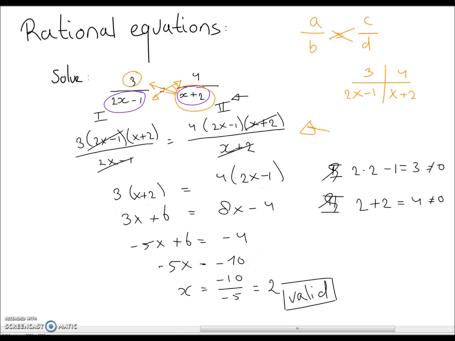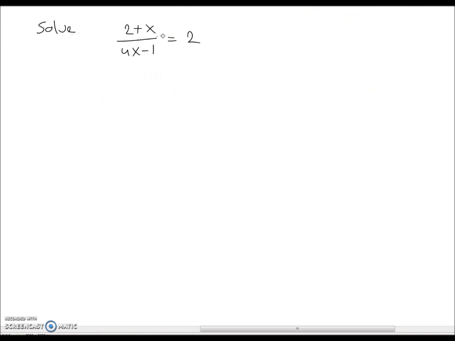Let's look at another example. Solve (2 plus x) divided by (4x minus 1) is equal to 2. There are two options in which we can do that. Number 1. First we write down the first fraction as usual, and on the other side we write down 2 as a fraction, 2 divided by 1. Now we have fraction is equal to fraction, and we can use cross multiplication.